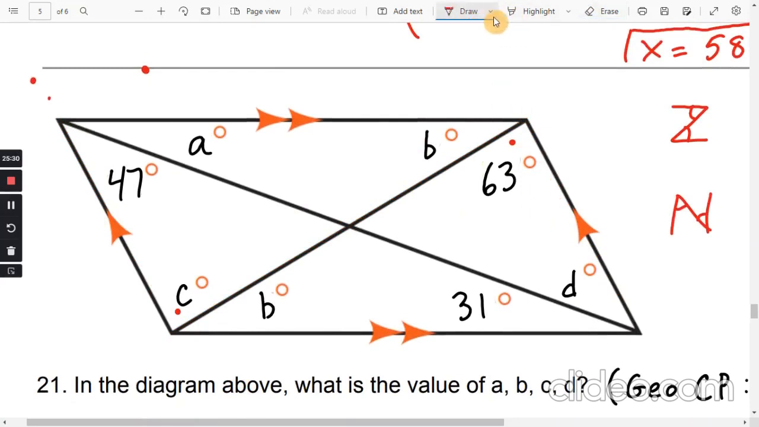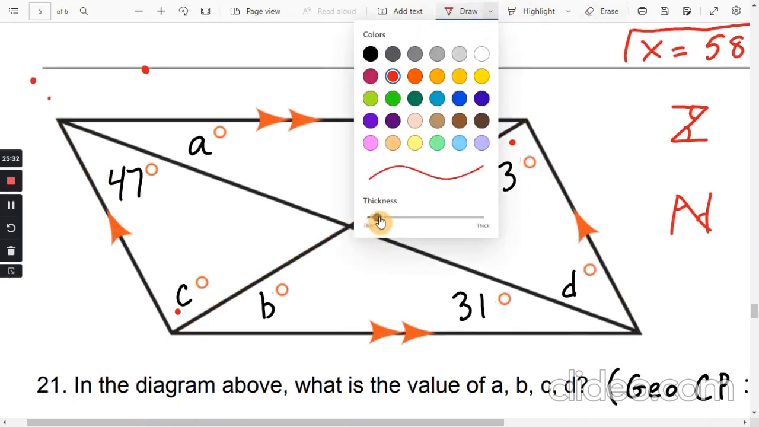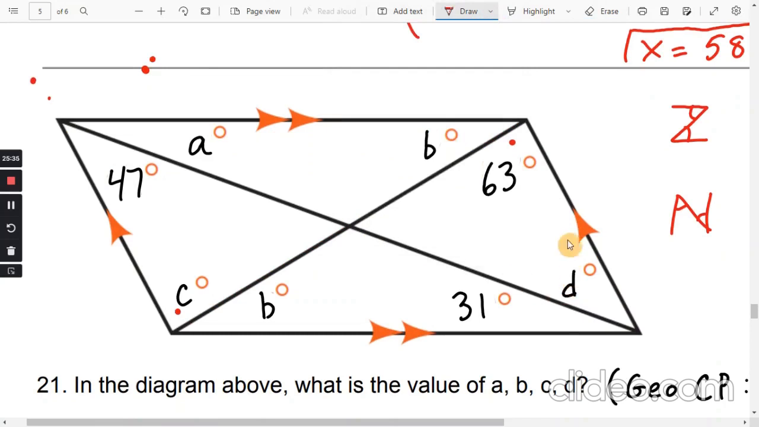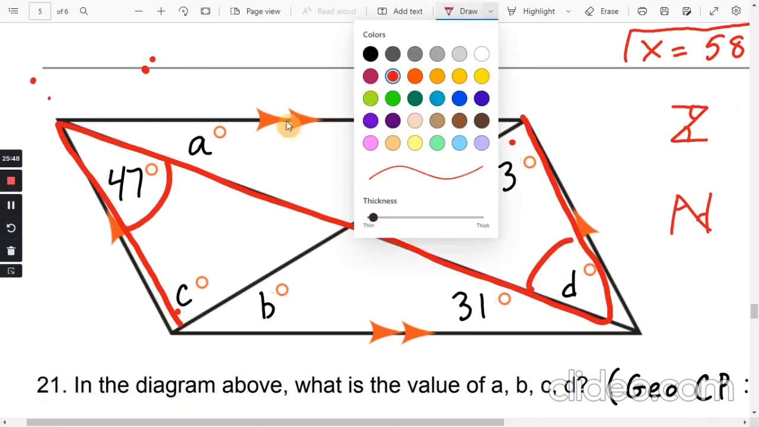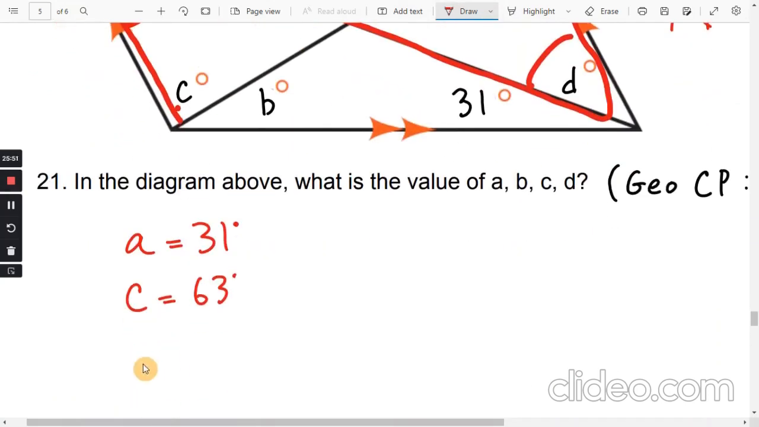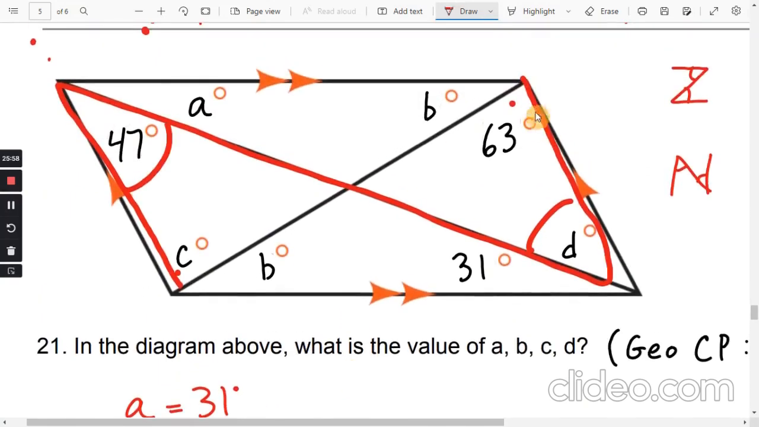All right. And one more we can do like this. We can wrap around angle D. Here's angle D. Let's wrap around that one, make the Z or the N. 47 matches angle D. So D is just 47. Now for angle B, if we wrap around angle B, we get B equals B. So that doesn't help us.